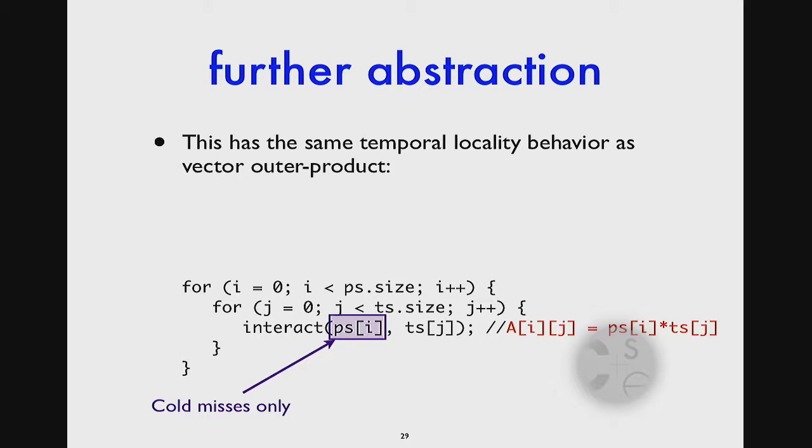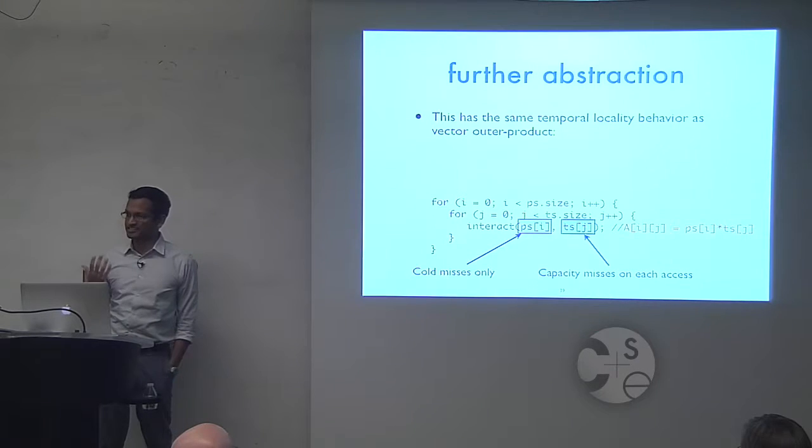I basically bring a point into cache, and then I get to stick with the same point while I go through the entire tree array, or the entire tree, as the case may be. But if my tree is big, if my TS vector is big, I get capacity misses on every single access to TS, because by the time I come back around, it's already been kicked out of cache. So vector outer product is actually a pretty nice, convenient abstraction for what's going on here.